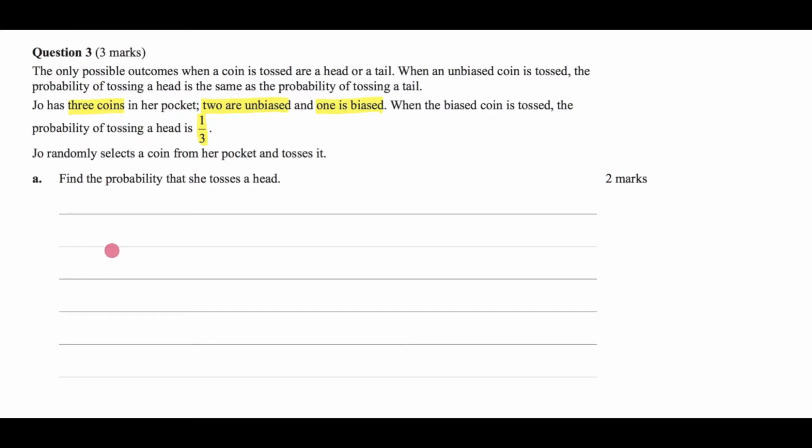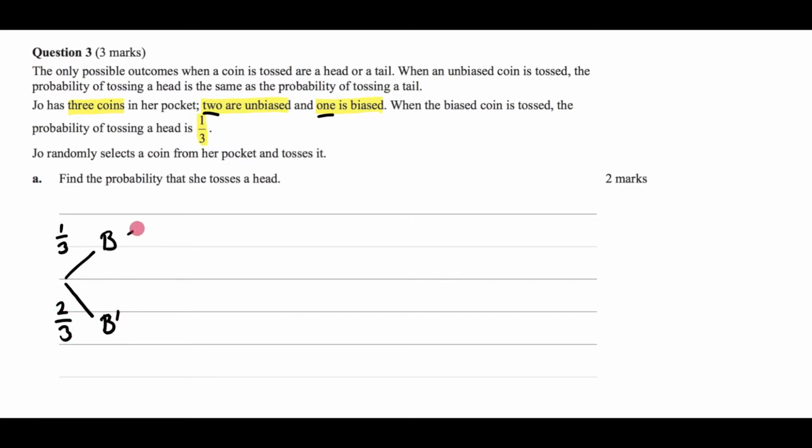So the first thing that we're going to do is make ourselves a tree diagram. Obviously the very first step is her reaching into her pocket and pulling out a coin. She has 2 unbiased coins and 1 biased coin. The probability of her pulling out a biased coin, because there's 1, is going to be 1 in 3. And the probability of her getting an unbiased coin is going to be 2 in 3.